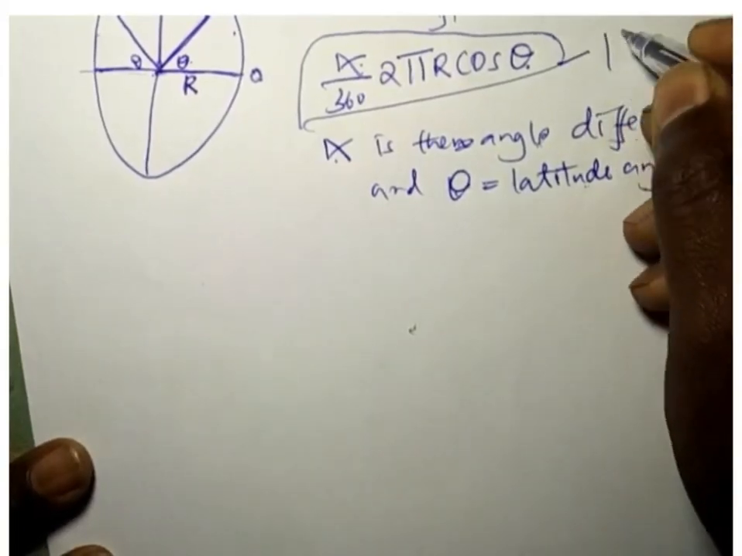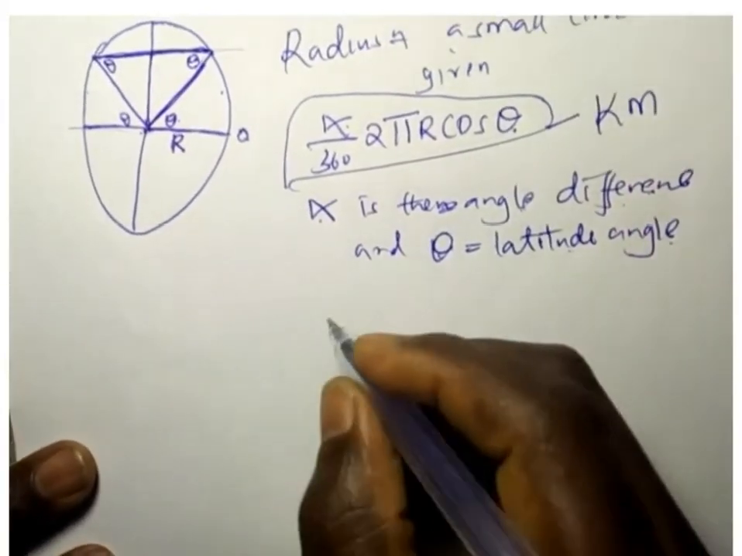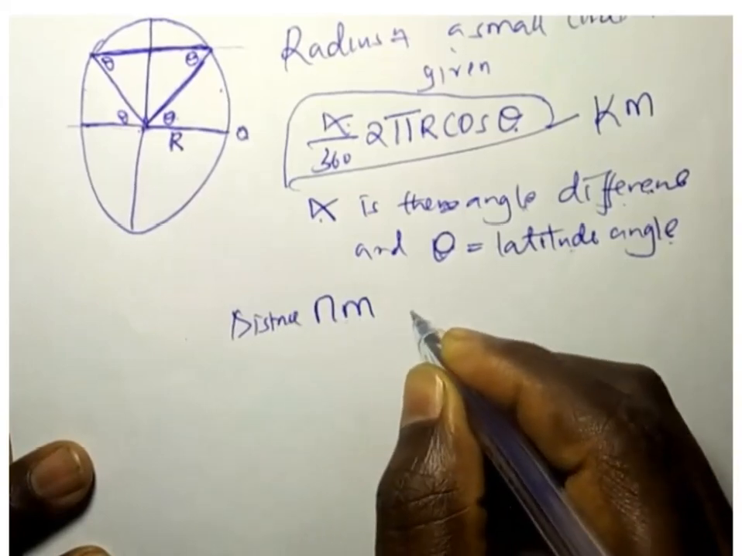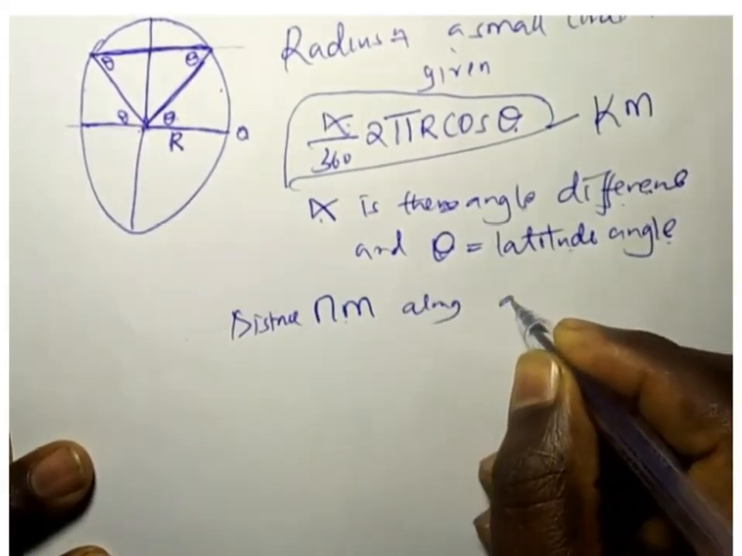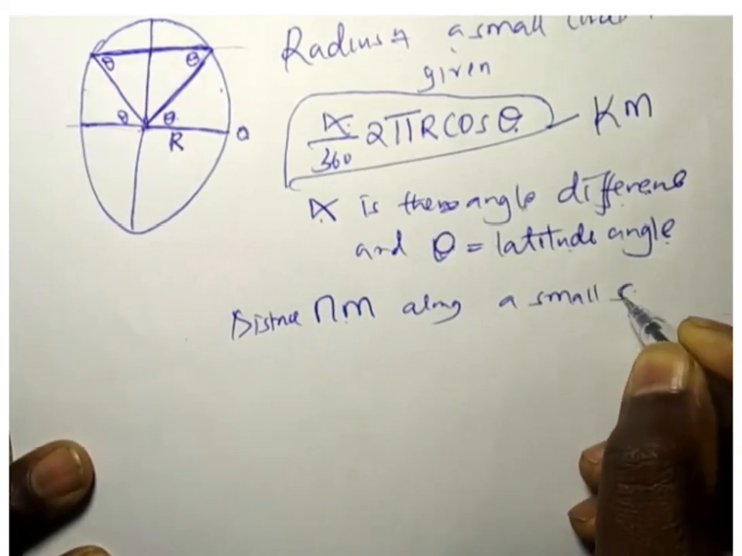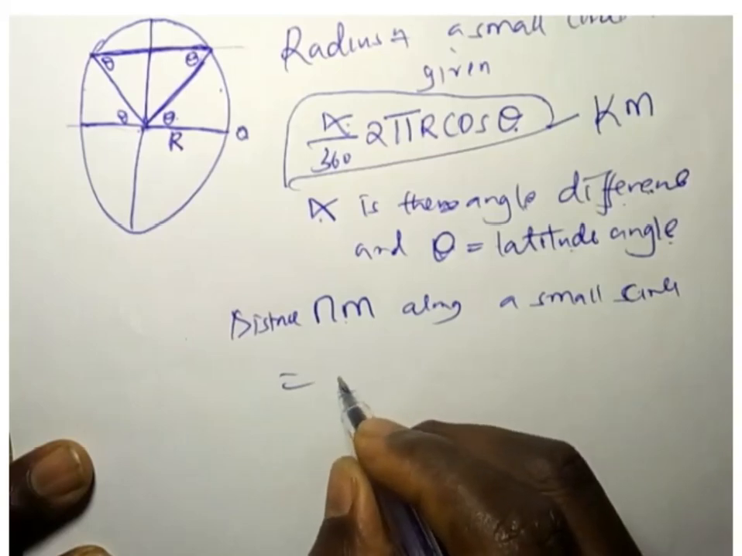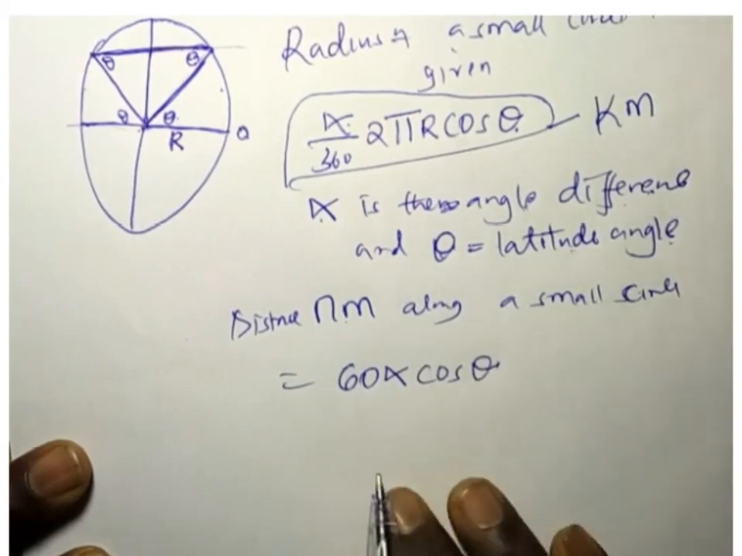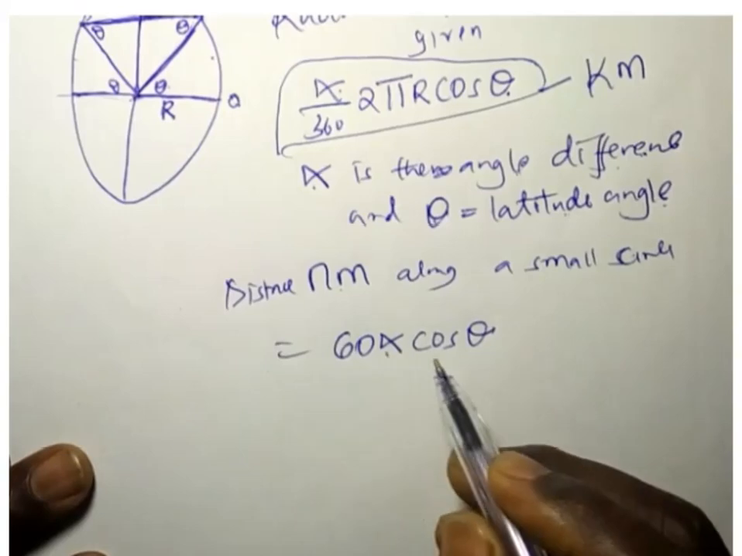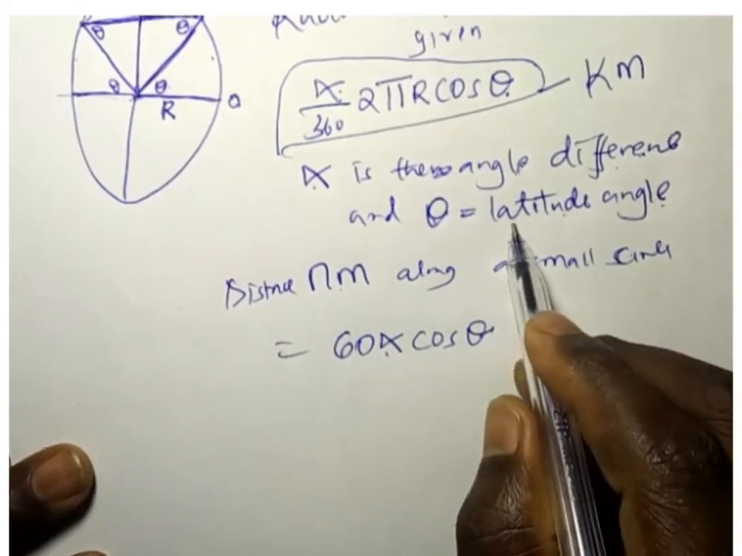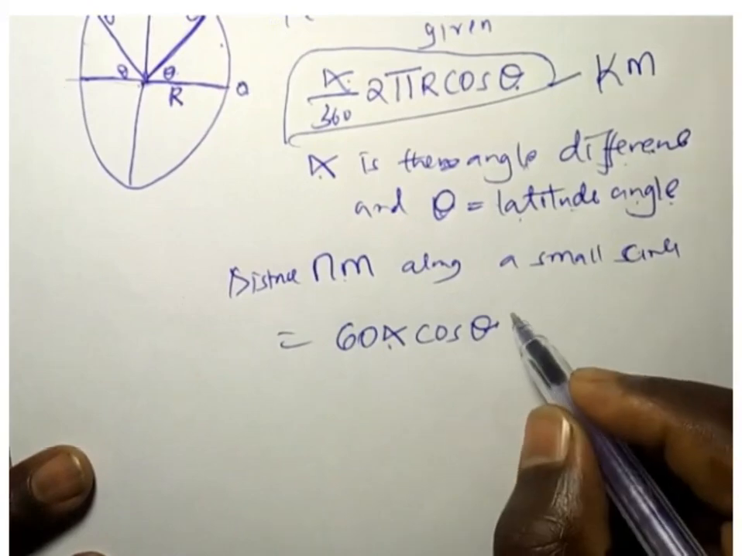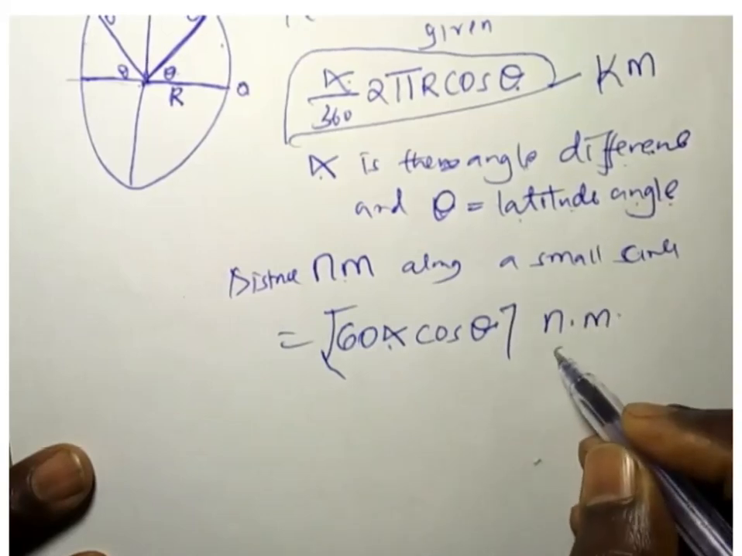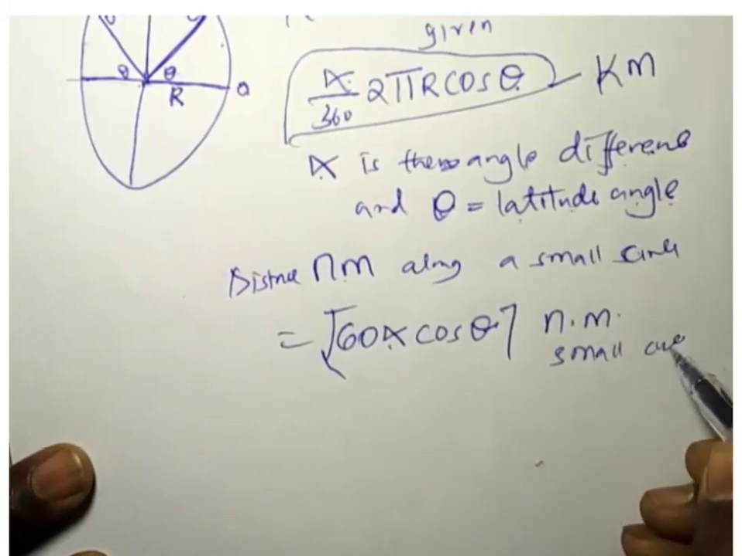This one will give us the distance in kilometers. If I want the distance in nautical miles, the distance in nautical miles along a small circle is given by 60 times alpha times cos theta. Alpha remains the same, the angle difference. Theta remains the latitude angle. So this one will give me distance in nautical miles along a small circle.